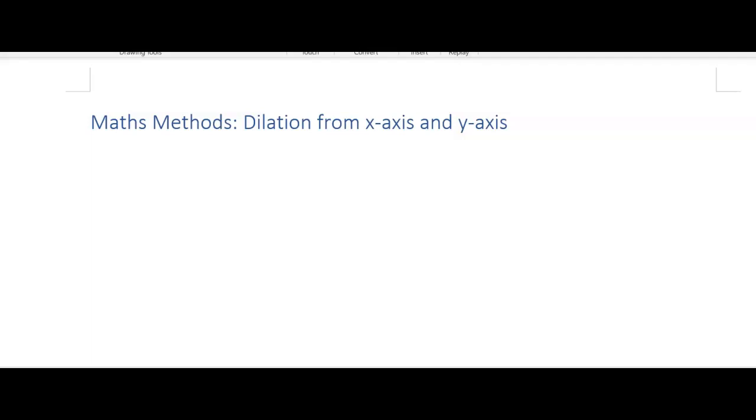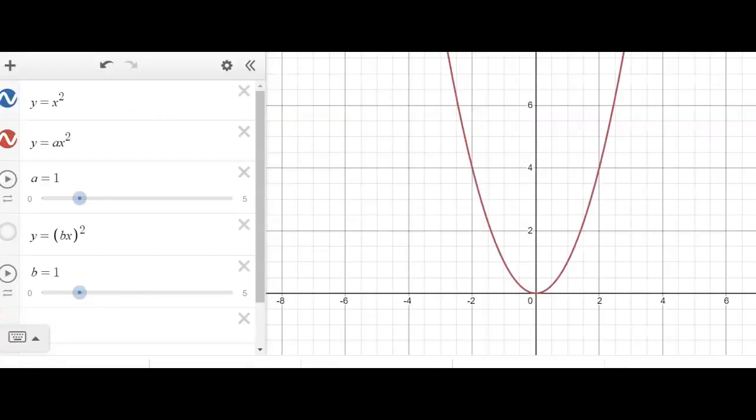Hi everyone, in this video we're going to look at transformations, in particular the dilation, and looking at the difference between dilation from the x-axis and dilation from the y-axis. So it's a bit easier to explain when I can actually have the graphs in front of me. So what I've got here is the graph.